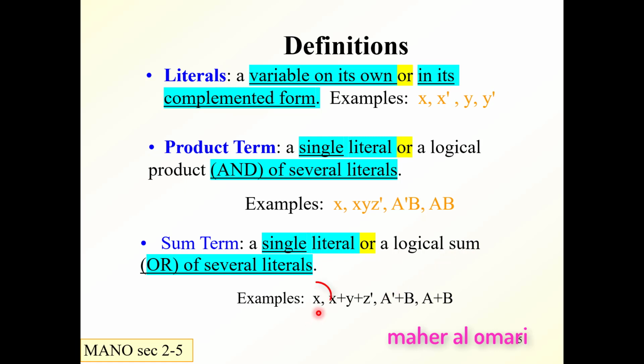For example, this here can be considered as a sum term. Notice that this here can be considered as a product term. Here, the same term is considered as a sum term because of the definition. Now, this here is a sum term. Why? Because it consists of the sum of literals. This one is a sum term. This one is a sum term.